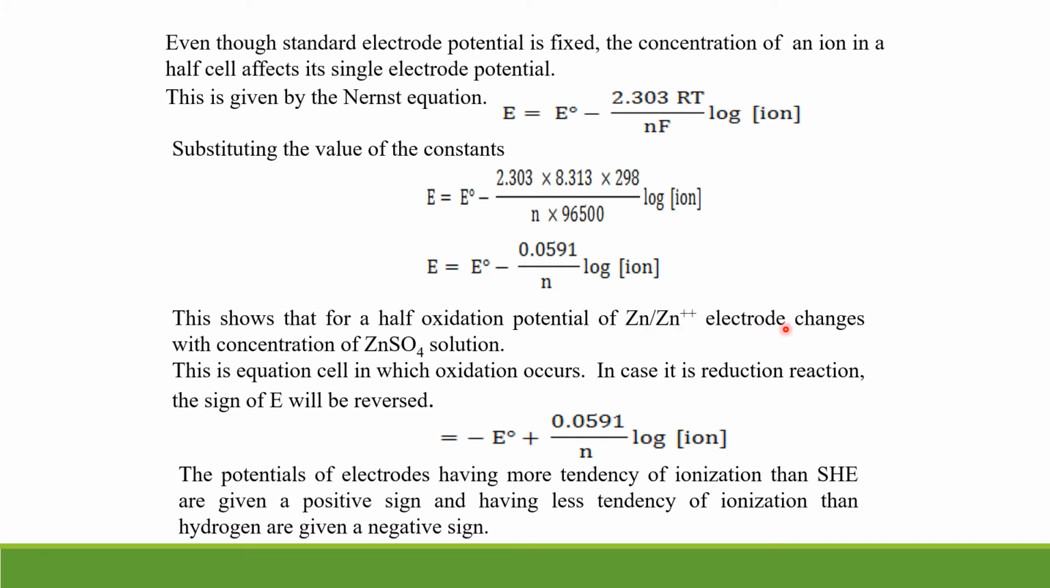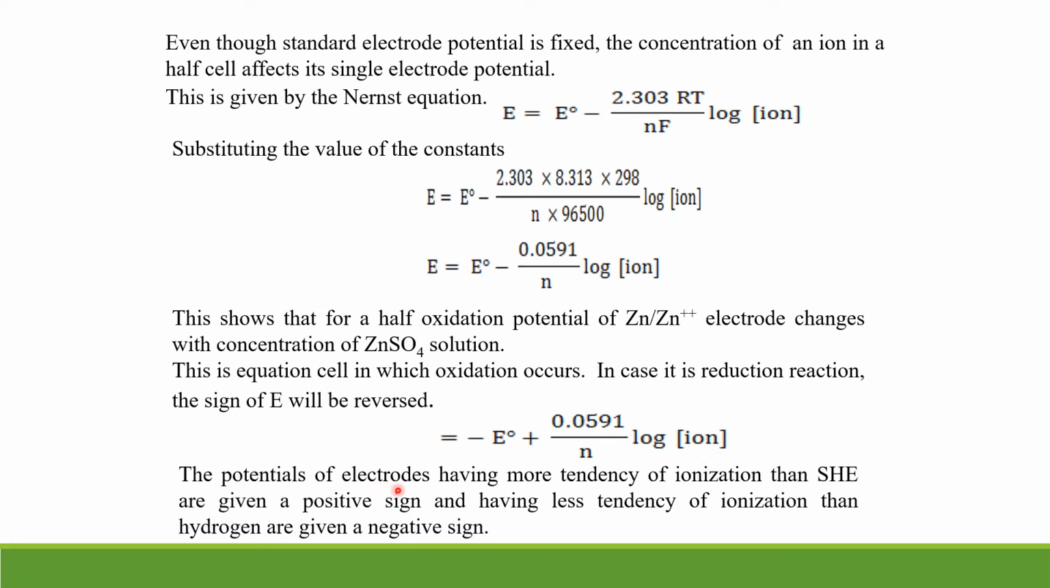Zn2+ ions, the electrode potential changes with the concentration of zinc sulfate solution. This is the equation for the cell in which the oxidation occurs. And if you have to express it for reduction reaction, the sign of EMF will be reversed. So here it will be a minus sign in front. So E is equal to minus E0 plus 0.0591 divided by n log of concentration of ion.